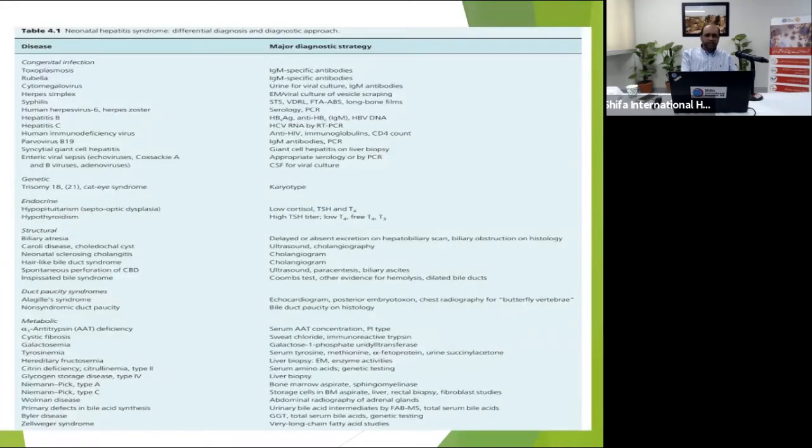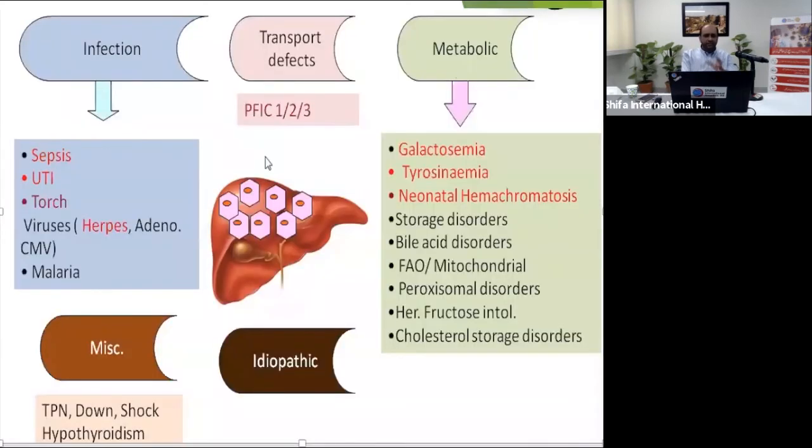So cholestasis is actually a Pandora's box, and we have to open this Pandora's box in a stepwise manner. Otherwise, it will be just fishing for the diagnosis. However, if we go the way I am discussing, at least we can rule out the important initial conditions to make sure that we are not missing them. These are basically all the liver diseases: infections, some transport defects, metabolic diseases, and also Down syndrome, TPN related, and endocrine causes.